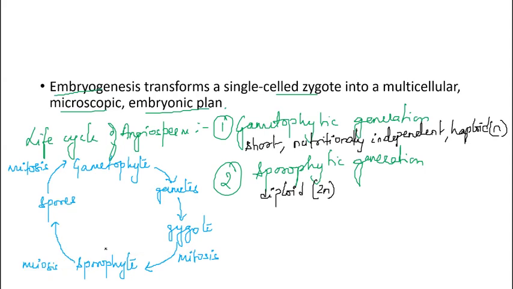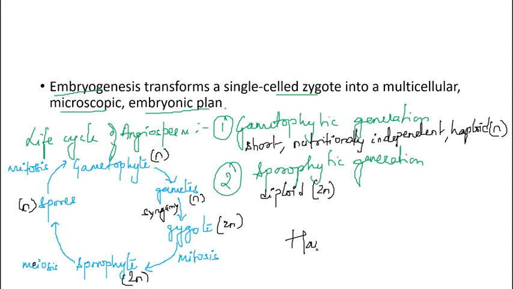So gametophytes are haploid. Gametes are also haploid. The fusion of male and female gamete is known as syngamy, which will form the zygote, which is 2N. The sporophytic plant is also diploid, I told you. Now spores are haploid. See here, the meiosis process is occurring. The spores will again undergo mitosis and form the gametophyte. So this life cycle is known as the haplodiplontic life cycle.